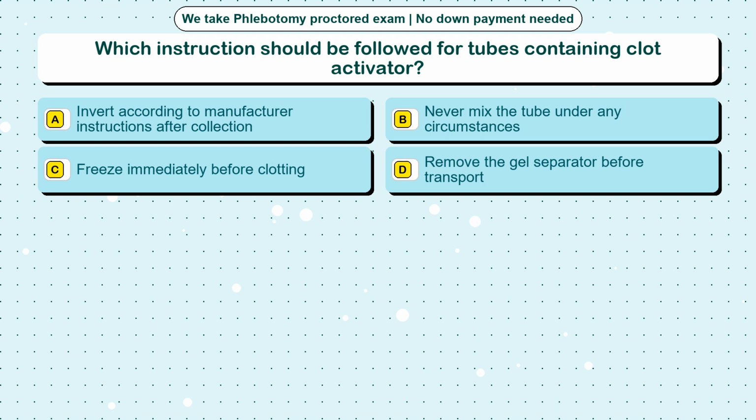Option A, invert according to manufacturer instructions after collection. Option B, never mix the tube under any circumstances. Option C, freeze immediately before clotting. Option D, remove the gel separator before transport.